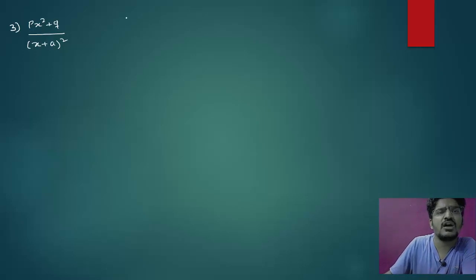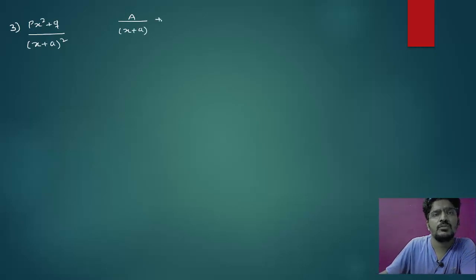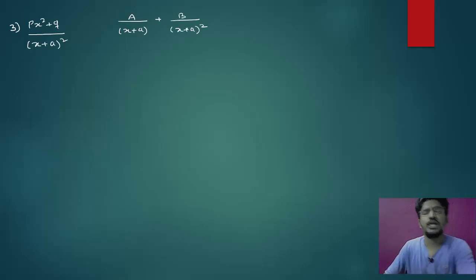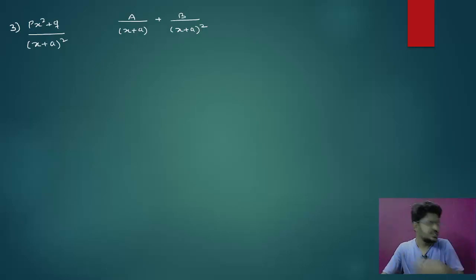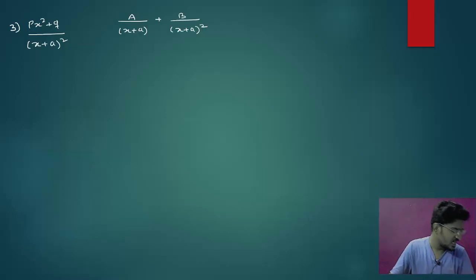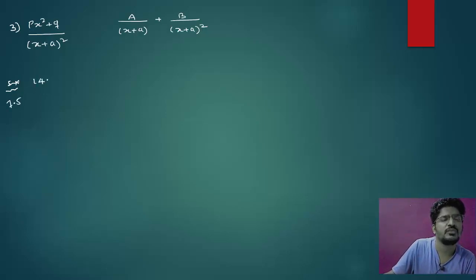Now this can be decomposed as A divided by (x + a) plus B divided by (x + a) whole square. So (px² + q) can be decomposed in this way. For this, I will take one example from our NCERT exercise, that is exercise 7.5, example 14.